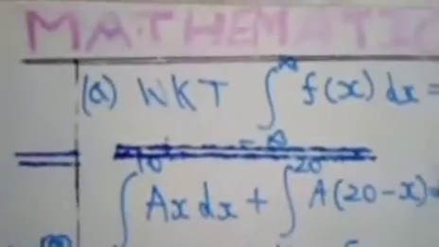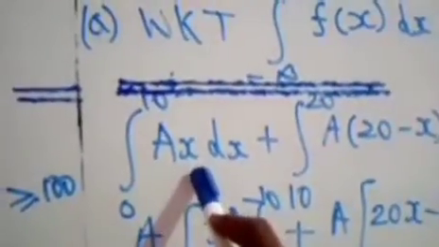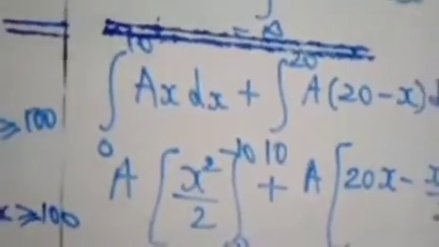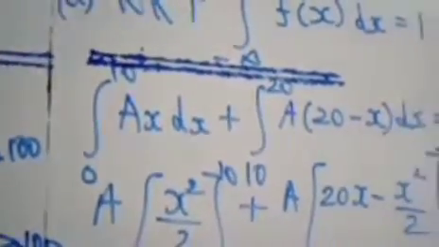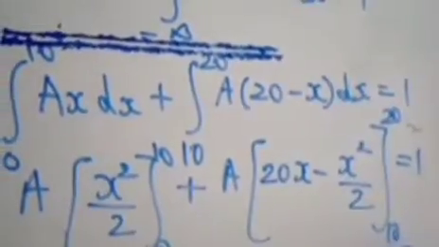So we know that the integral from minus infinity to infinity of f(x) dx equals 1. For this case, the first interval is given: integral from 0 to 10 of ax dx plus integral from 10 to 20 of a(20 − x) dx is equal to 1. Now let us take a outside and integrate: x dx is x²/2, lower limit 0, upper limit 10, plus a times 20x minus x²/2, lower limit 10, upper limit 20, is equal to 1.